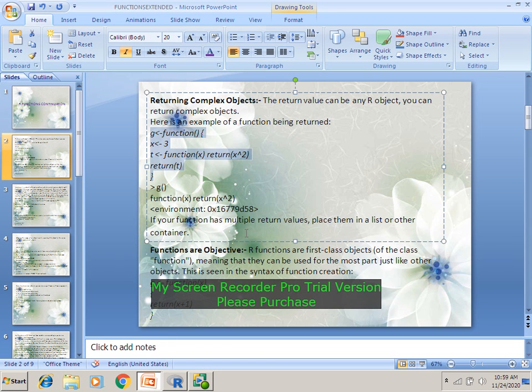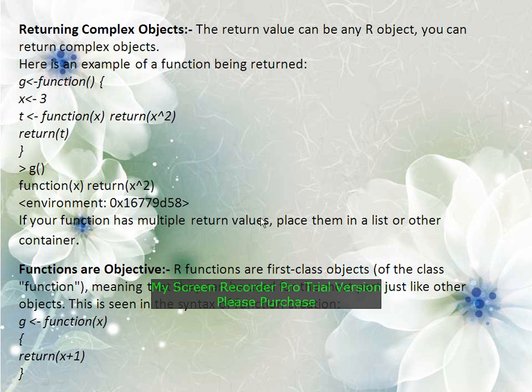If the function has multiple return values, then we can create an array and place those in the array. The container may be an array, vector or any other. Next, what are functions, and whether these functions are objects or not. R functions are first class objects of the class function, meaning that they can be used like other objects. We can see this in the syntax of the function.